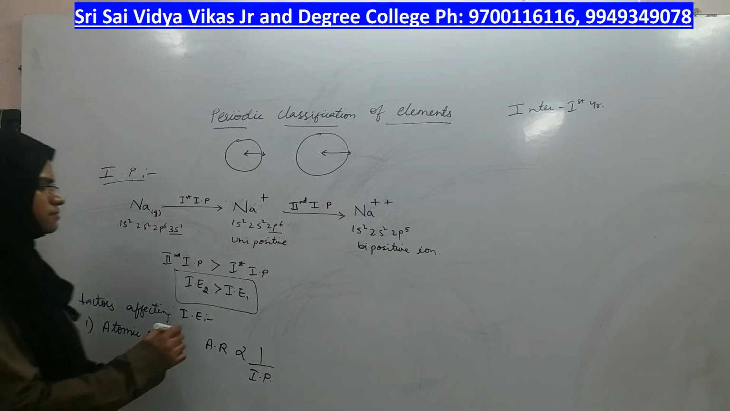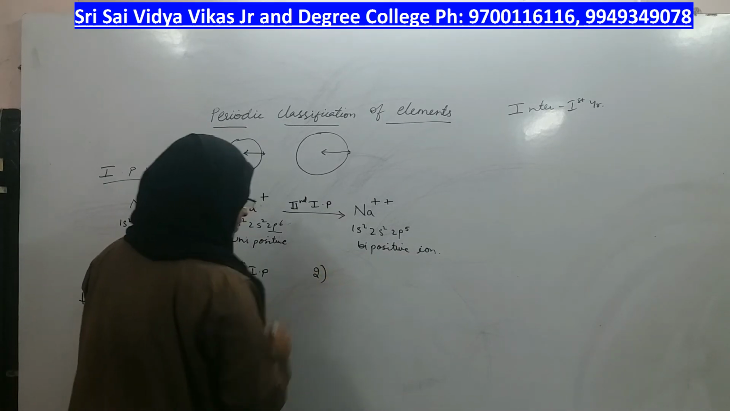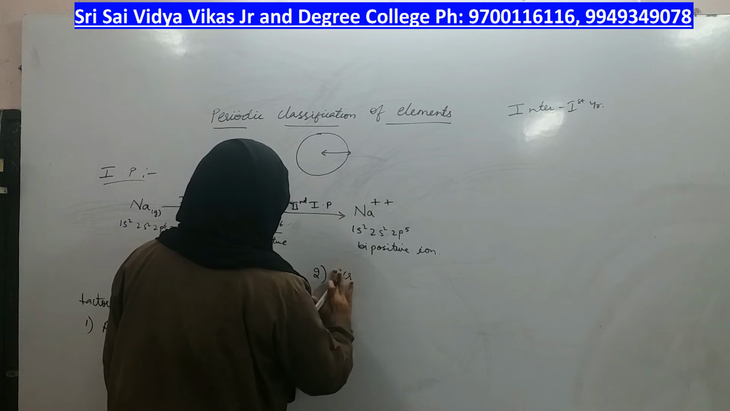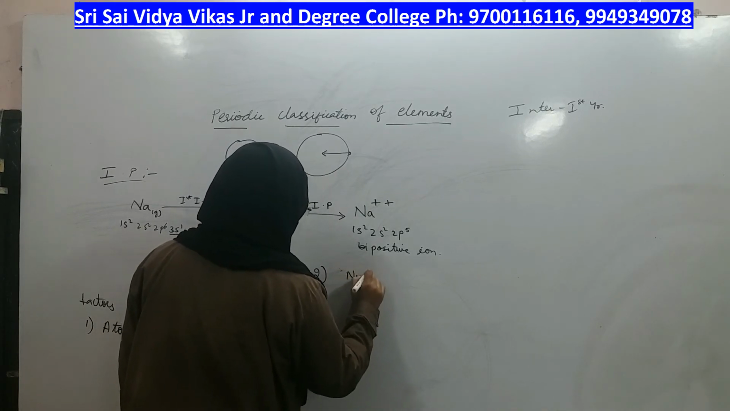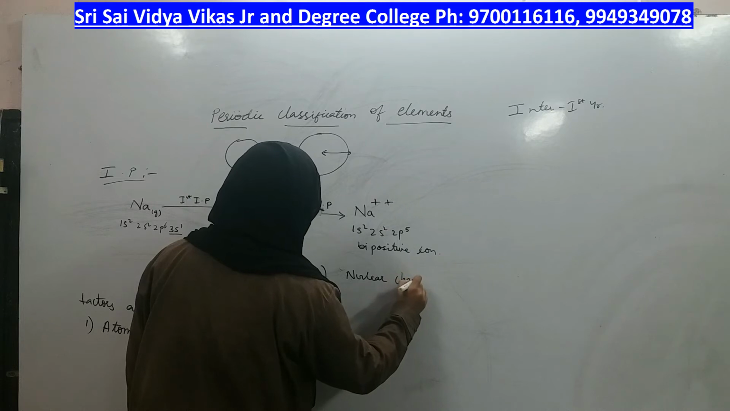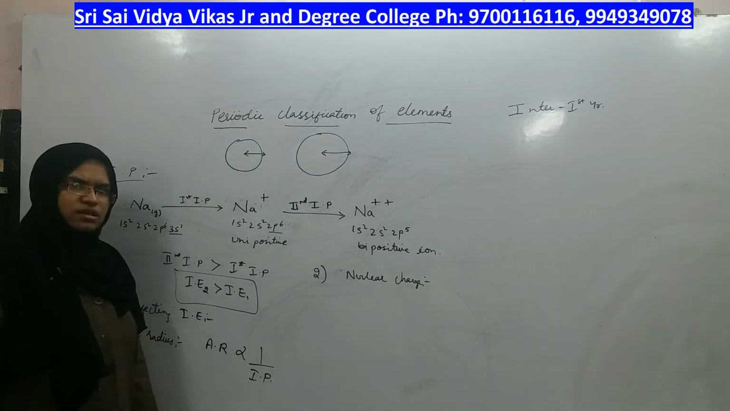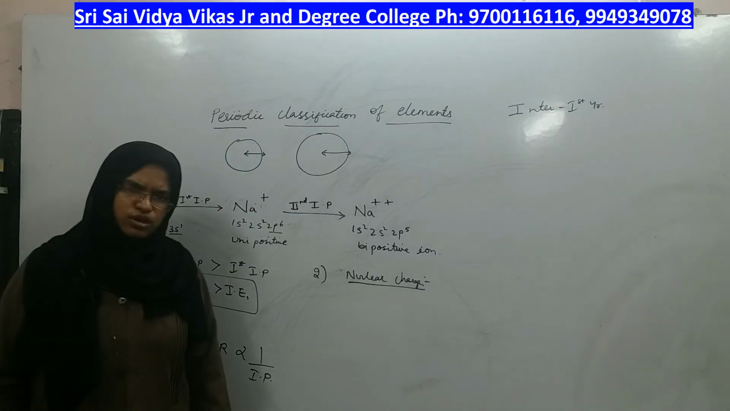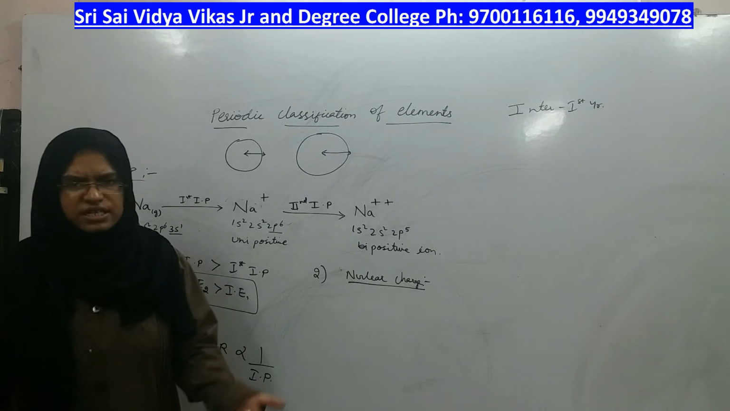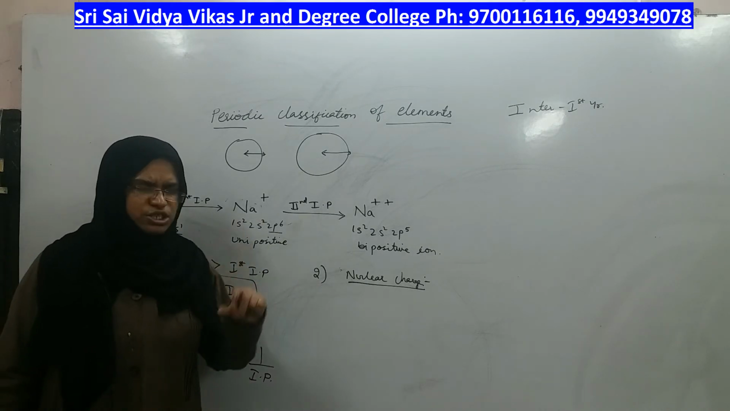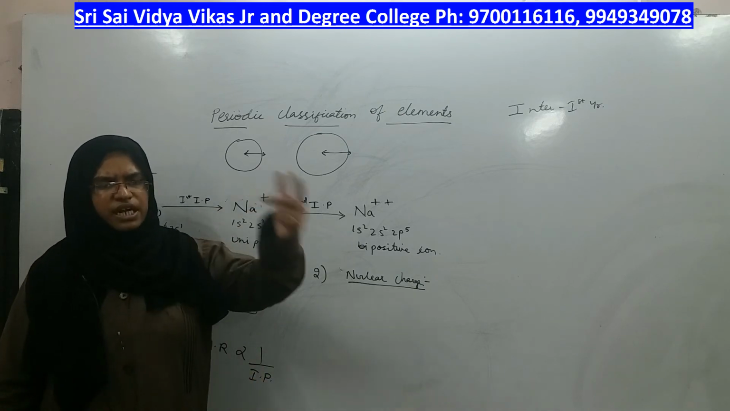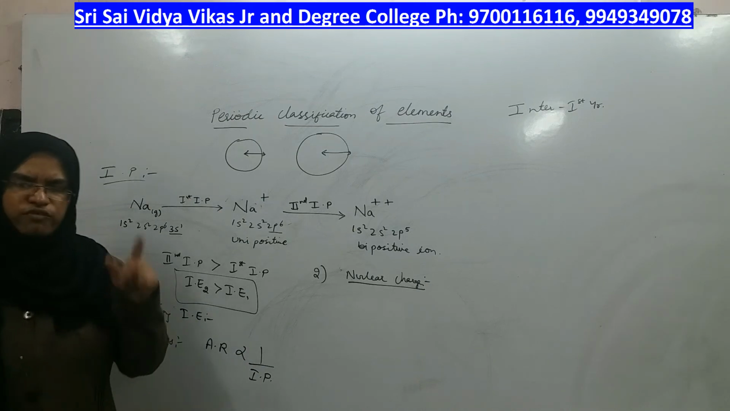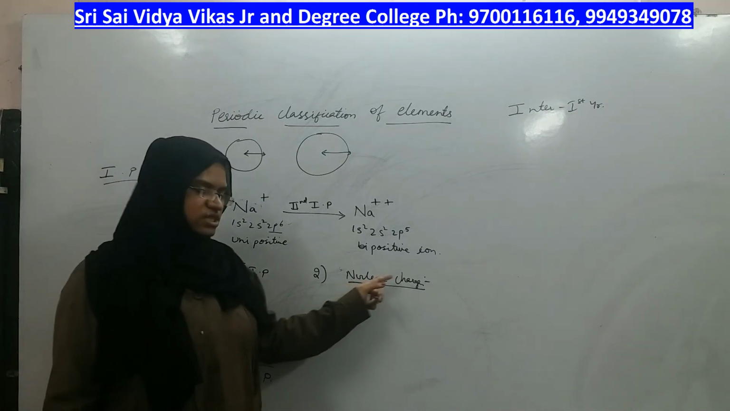What is the next factor? Let us look at the next factor, which is nuclear charge. First let us look at the nucleus, right? If nuclear charge is more, the capacity of the nucleus to attract the last electron will be more. So however much nuclear charge is there, that much attraction on the valence electron will be there. Therefore it is difficult for us to remove any electron on which nuclear charge is more.